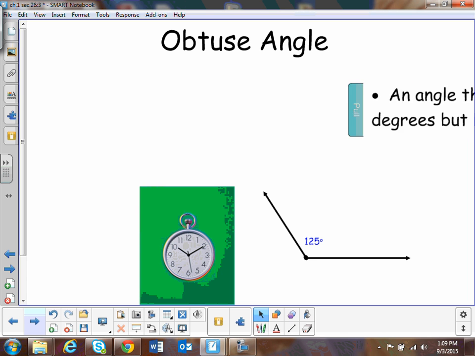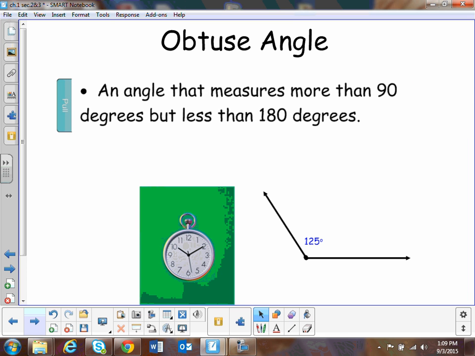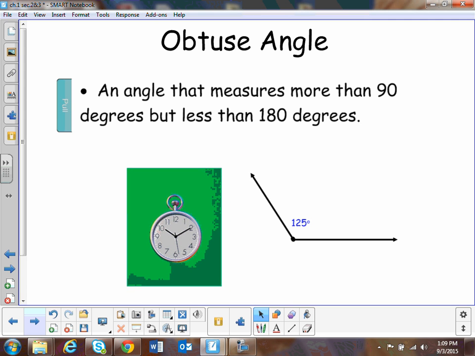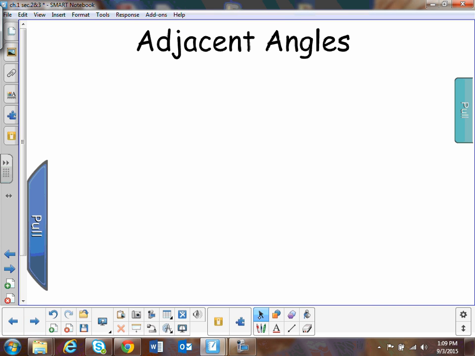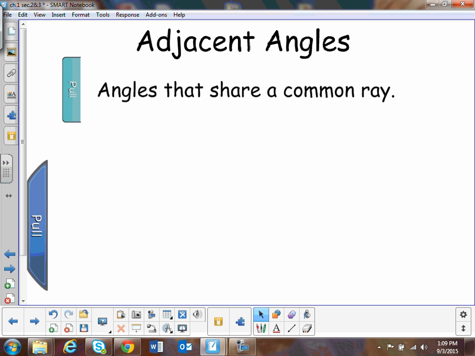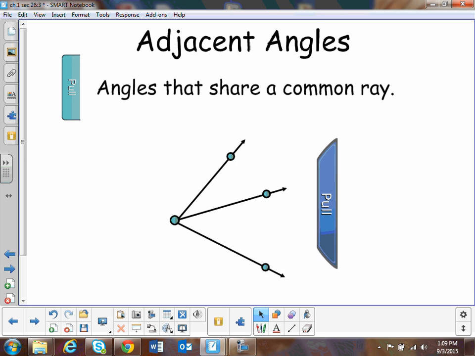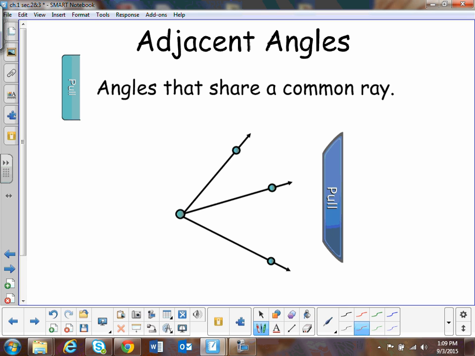Obtuse angle. An angle that is greater than 90 but less than 180. So that clock has a picture of the hands that are in an obtuse angle, and then you've got one over here to the right. Adjacent angles. Adjacent angles are angles that share a common ray. So here's a picture of adjacent angles. This angle here, angle 1, and this angle here, angle 2, those are adjacent angles, okay, because they share this common ray right here. They share a side.